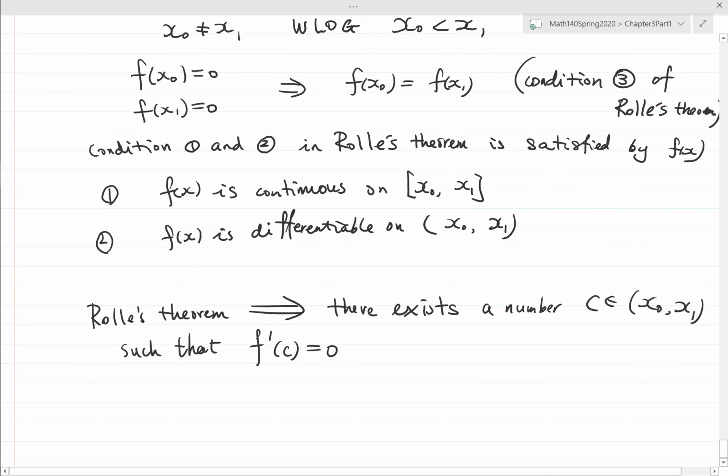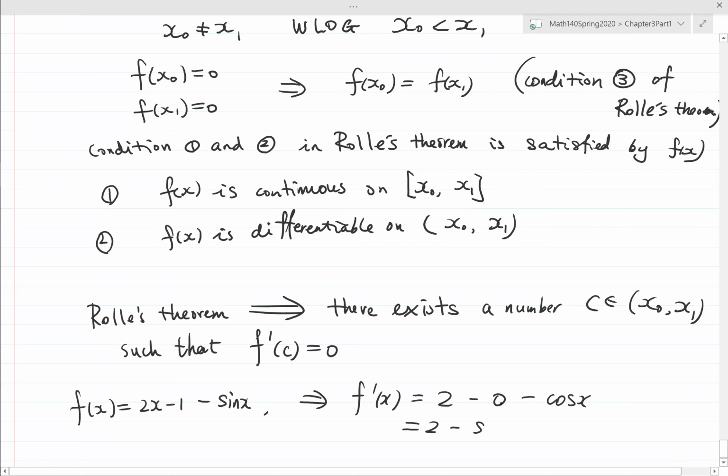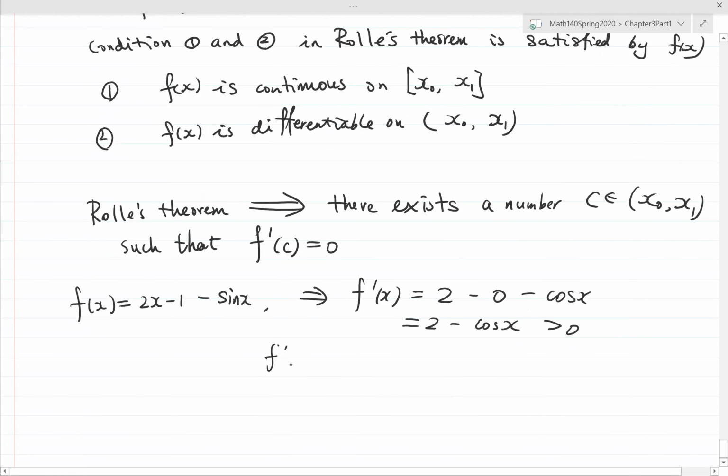Now remember f(x) is by definition 2x minus 1 minus sine x. Taking the derivative, for 2x we get a 2, for 1 we get a 0, for sine x we get a cosine x. So we get f'(x) = 2 minus cosine x. Remember cosine x is bounded from above by 1. So 2 minus cosine x is always positive. So this means f'(c) = 2 minus cosine c is positive. But we know f'(c) vanishes by Rolle's theorem. So we get a contradiction.